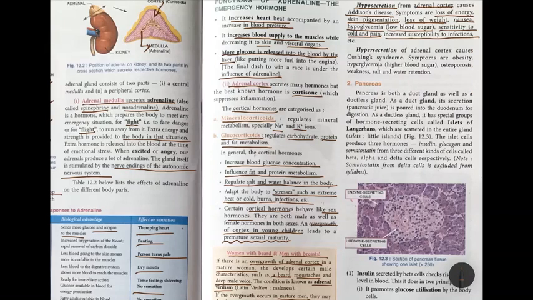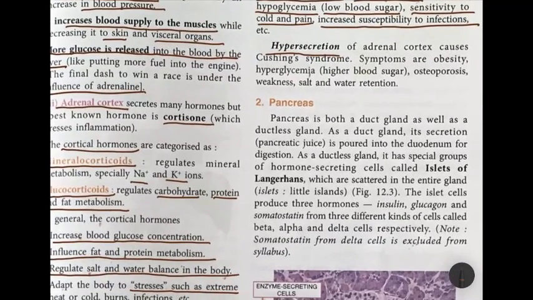And if there is hypersecretion, that is more of the adrenal cortex, it causes a disease which is known as Cushing's syndrome. Okay, so what are the symptoms? Obesity, that is, a person becomes very fat. Hyperglycemia, again, hyper means more, glycemia means blood sugar, so there is higher blood sugar. Osteoporosis means the bones become brittle. Okay, it will easily break. There is weakness, there is salt and water retention.